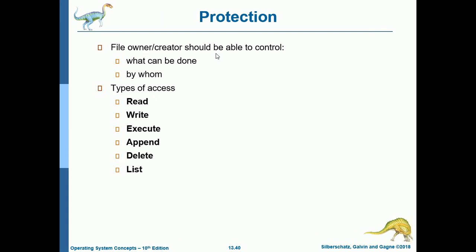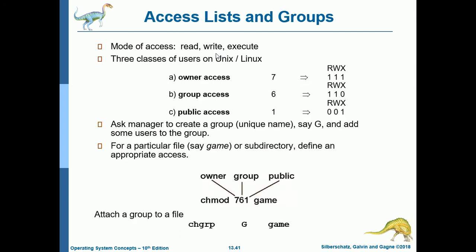So next we have protection. The file owner or creator should be able to control what can be done and by whom. The types of access are read, write, execute, append. Append is writing new information at the end of the file, and then delete and list. Next we have access lists and groups.